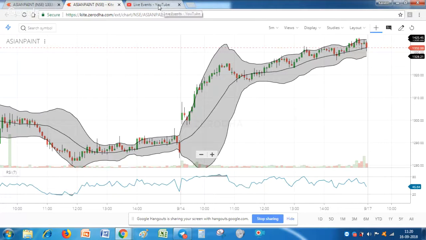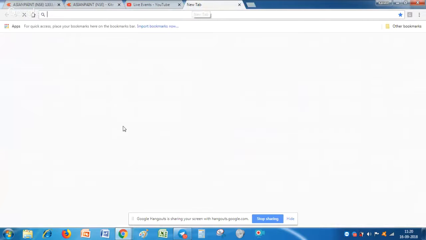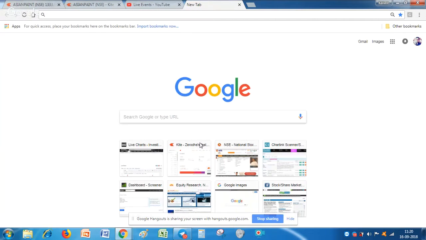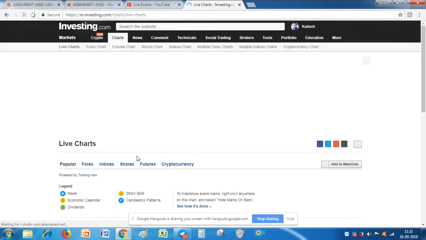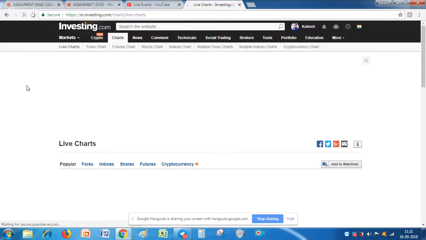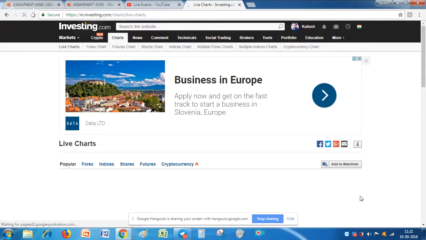Friends, I have opened this Zerodha. So I will just go to a free charting site. I think everybody knows investing.com. It's a free charting site, friends. So everybody can make use of this site to see the charts. So let me just open a chart here.